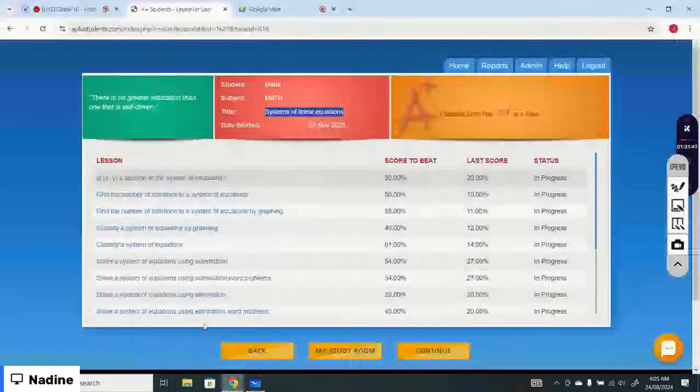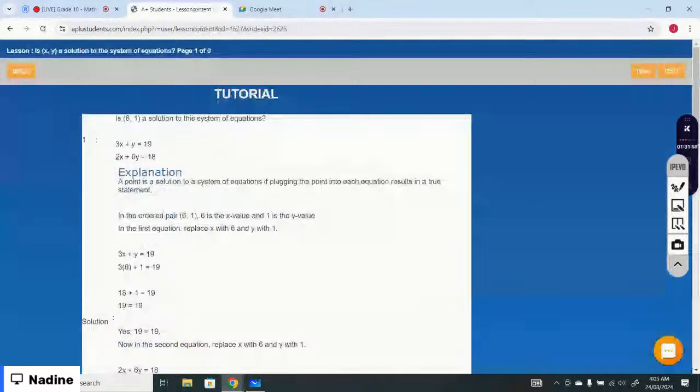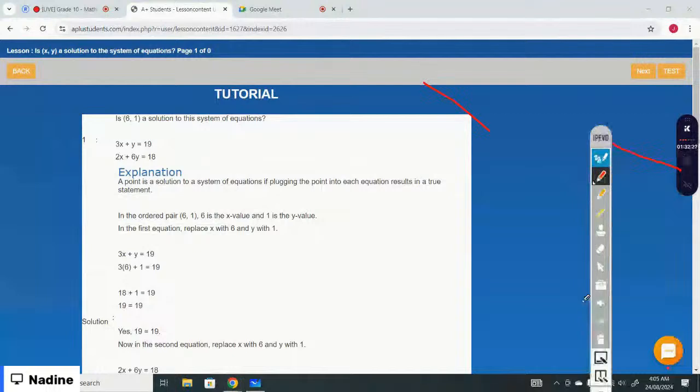Okay, so here I'm on grade 10 math. Let's start with the first lesson, that is, is (x, y) a solution of the system of equations? Let's start with the first example: is (6, 1) a solution to the system of equations? You are given the equations 3x plus y equals 19, 2x plus 6y equals 18. You have to see if the point (6, 1) is a solution of the system of equations. That means (6, 1) must satisfy both the equations, right? So let's replace the values in the equations and see if they satisfy the equations.